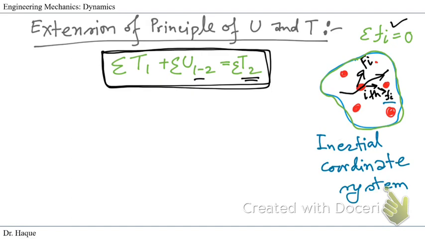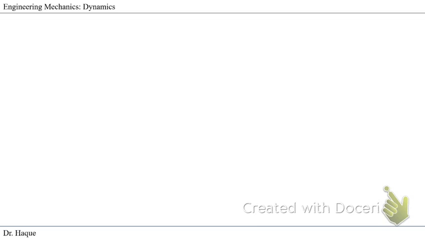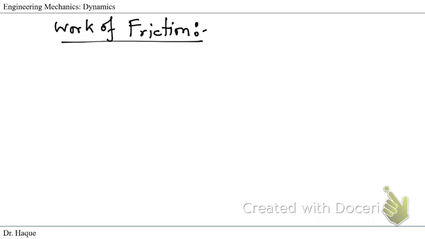Now let's do our second extension on friction. So how can we extend the principle of work and energy for the case of work of friction? So how can we do that? So here we'll assume that there is a box, a force P is applied. Due to that force, a velocity V.